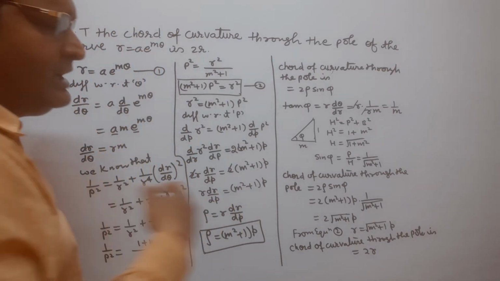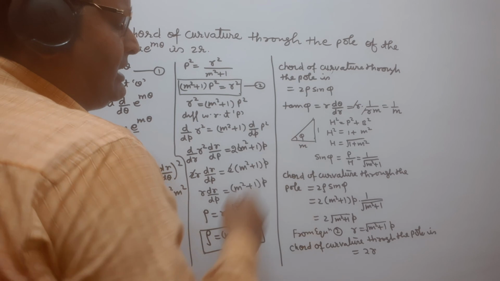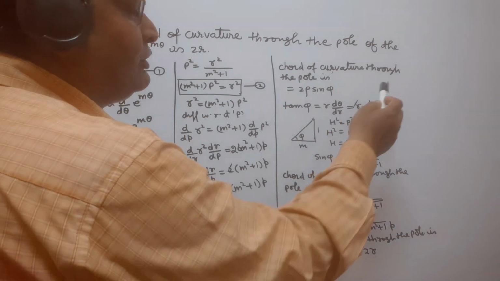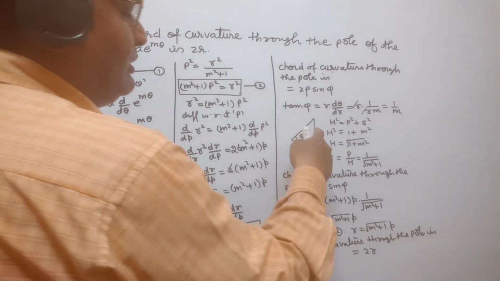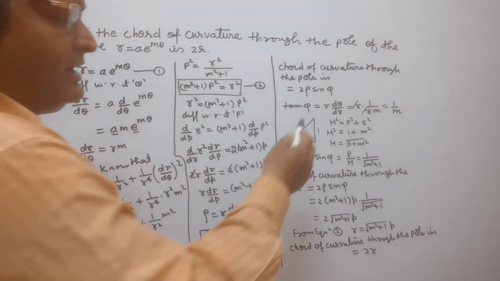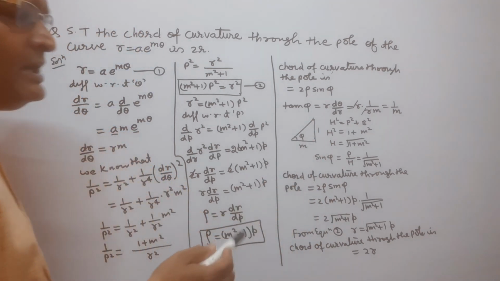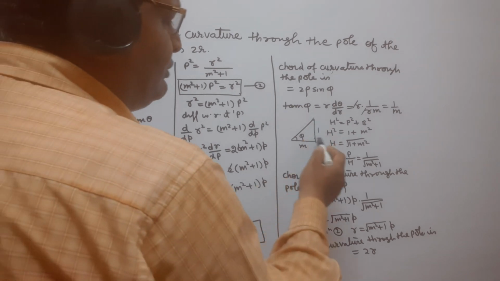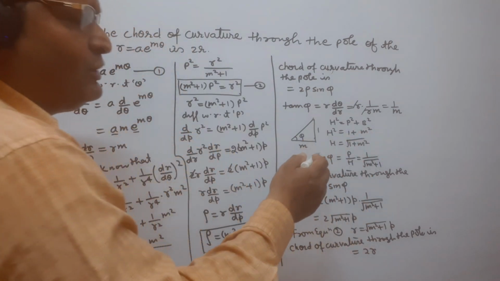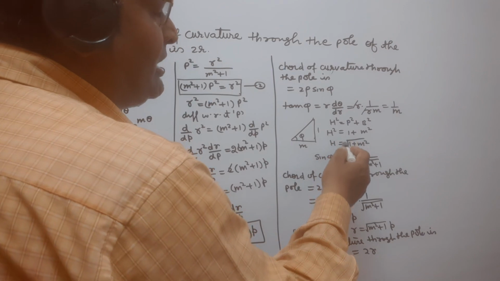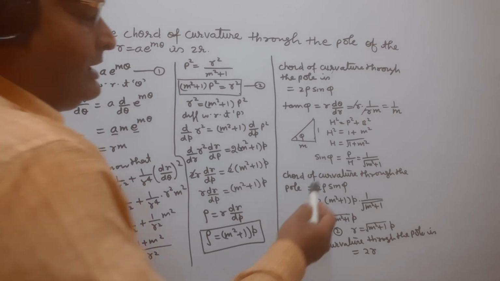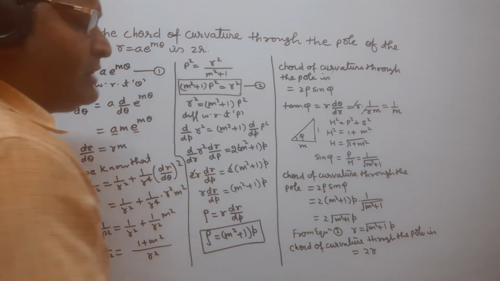Now we draw a right angle triangle. In this triangle we suppose that this is the angle phi, and here we know that tan phi is equal to perpendicular upon base. So perpendicular is 1 and base is m. So we find here hypotenuse. That is hypotenuse square is equal to perpendicular square plus base square. So perpendicular is 1, so 1 square is 1 plus base is m, so m square. So hypotenuse is square root of 1 plus m square. Now we know that sin phi is equal to perpendicular upon hypotenuse. So perpendicular is 1 here and hypotenuse is under root m square plus 1.